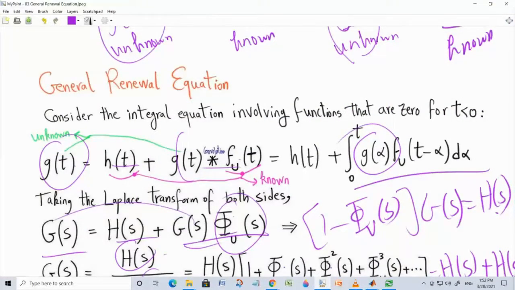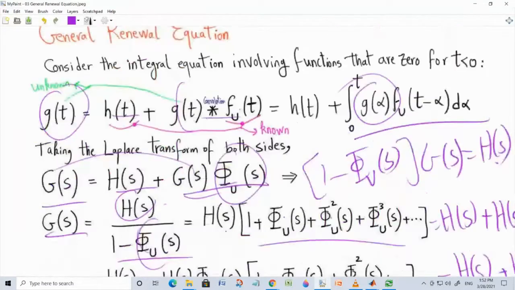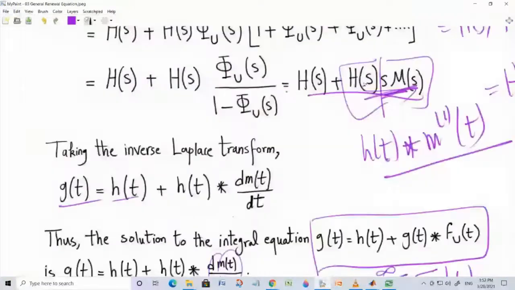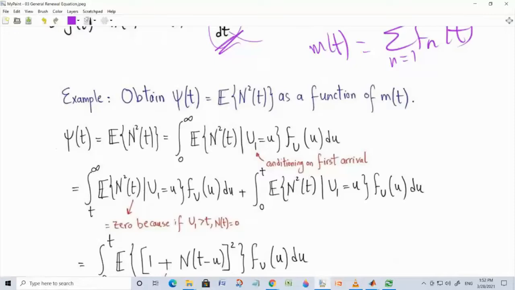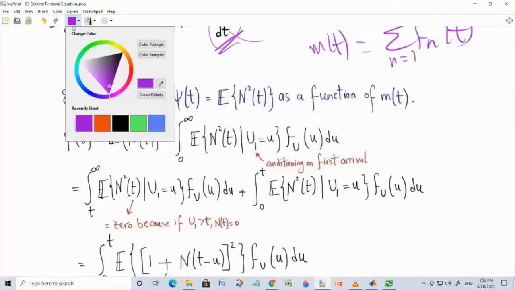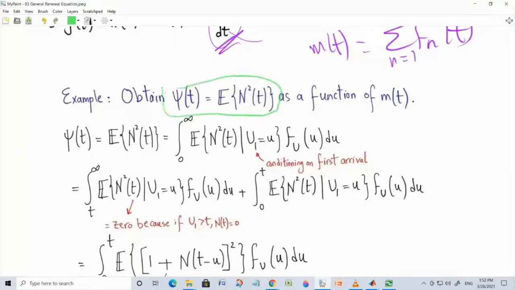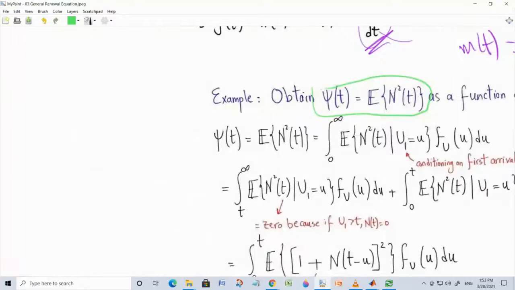Okay, so is this useful? Let's actually use it in something related to renewal processes themselves, a sort of direct application. Let's try to compute the second moment of a renewal process. So m of t is the first moment, so perhaps you are interested in the second moment. And remember, we did a proof in which all moments are finite for a renewal process if you assume that u is positive with probability 1. How can we get xi of t, which is the expectation of n squared of t?